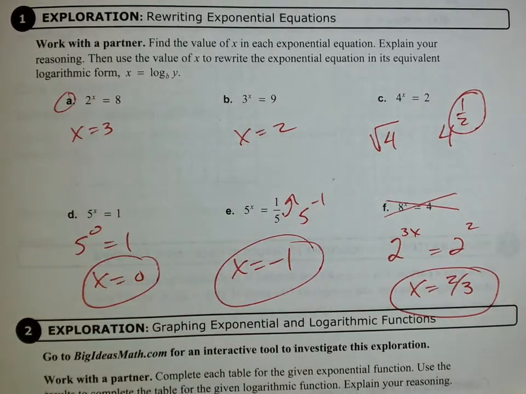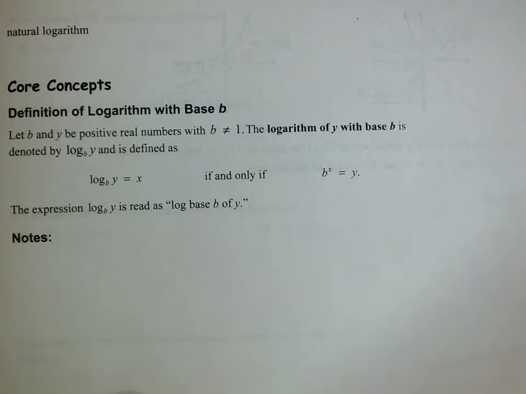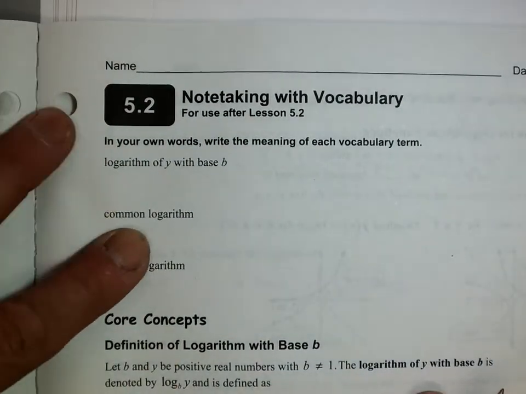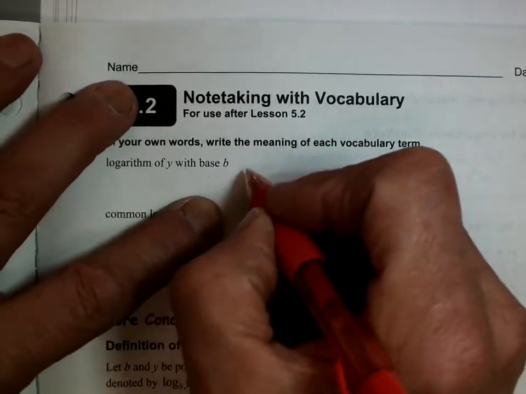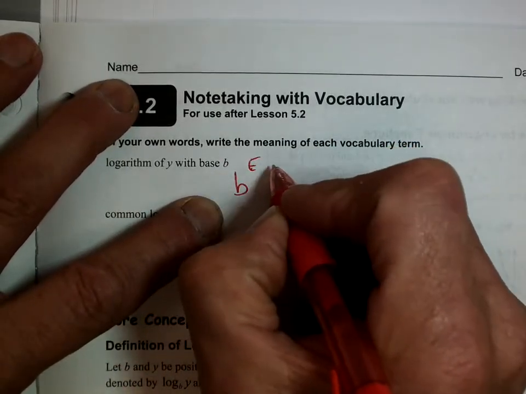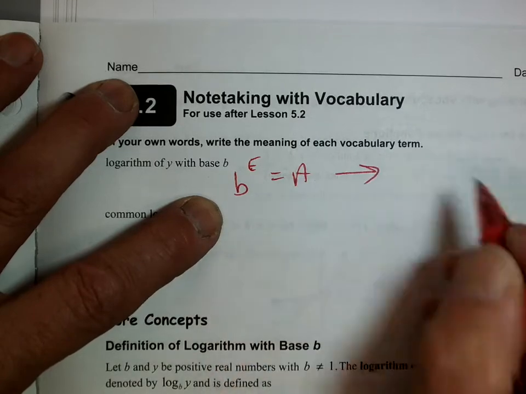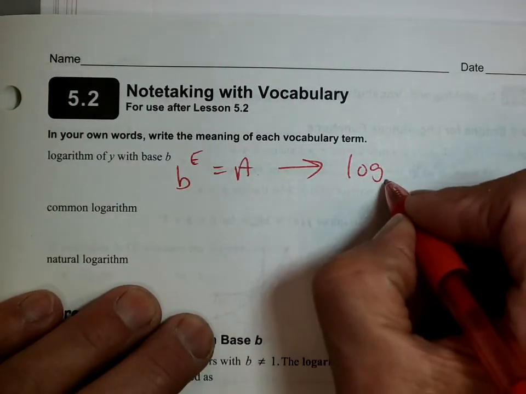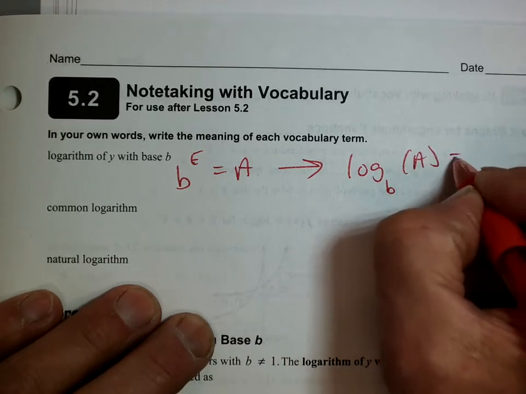Okay, turn the page all the way to page 145. Now, let's write this down. We have the base to an exponent equals the answer, and this can be changed into the log of your base of your answer equals your exponent, right?